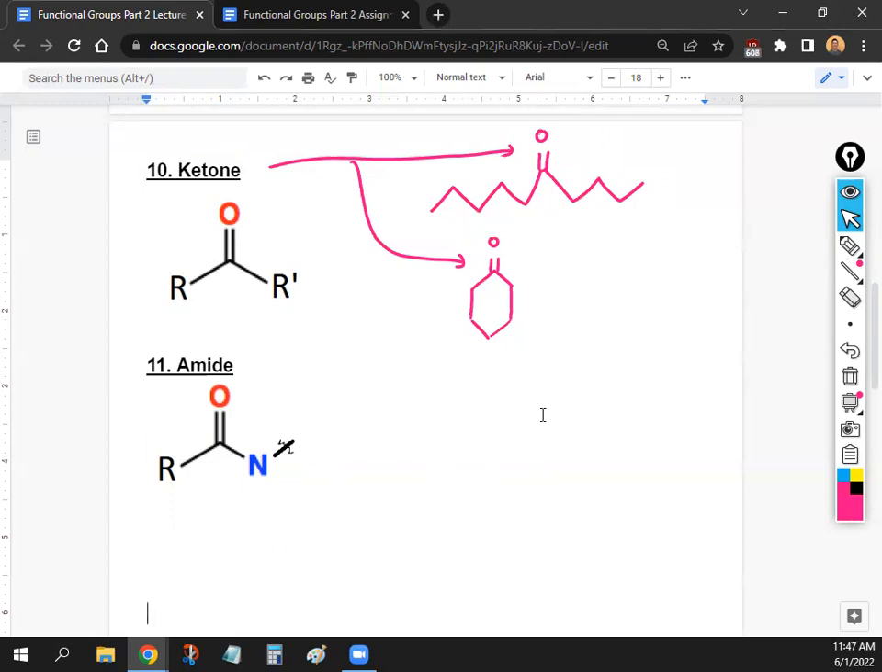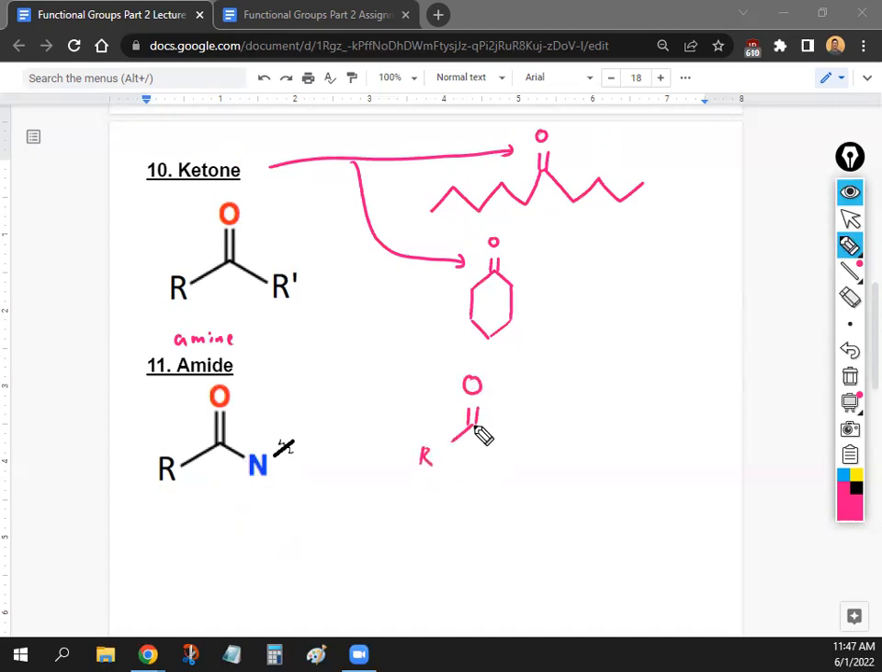Next one we have is an amide. Remember last time we learned about amines? Okay, we've got amides now. And amides, again, carbon double bond with an oxygen. But instead of a carbon or an oxygen or a hydrogen, it's bonded with a nitrogen. Okay, and amides are a little bit tricky because you might see them in multiple ways.